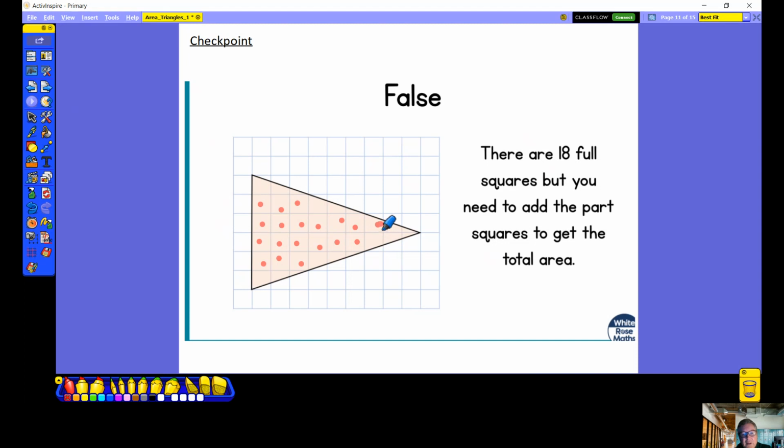Now probably that might be 19, maybe 20-ish, 20, 21, 22, 23, maybe. What would we call that number? I think that would be classed as an estimate.